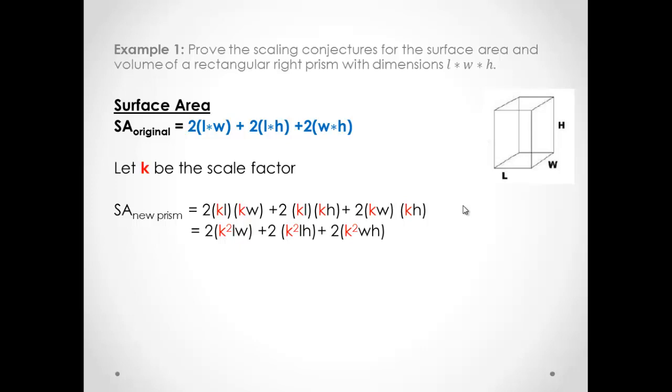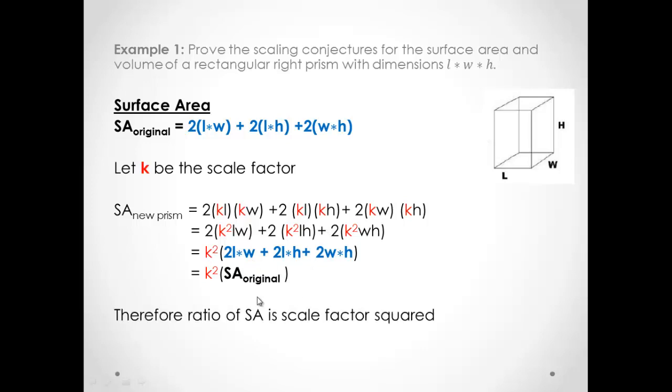We see that every term, well, it has a common 2 in there, but more importantly, what we want to focus on is the K squared. We can pull out the K squared. If we do that, what we have left inside is the surface area of the original. It's just kind of written in a different way. And so what we have in fact done is we've proven that the ratio of the surface area is in fact the scale factor squared.